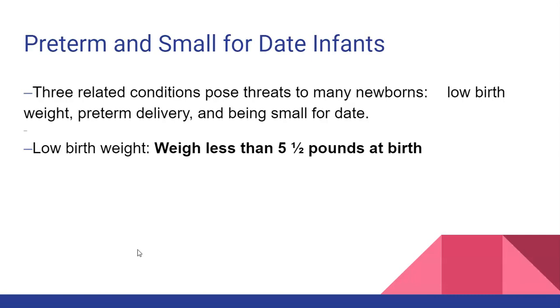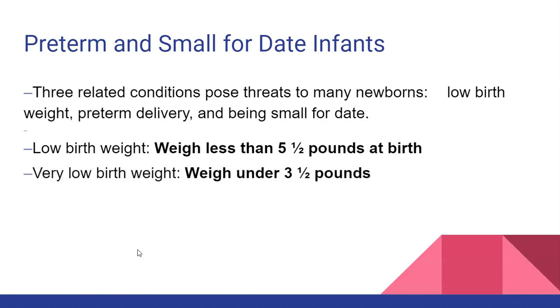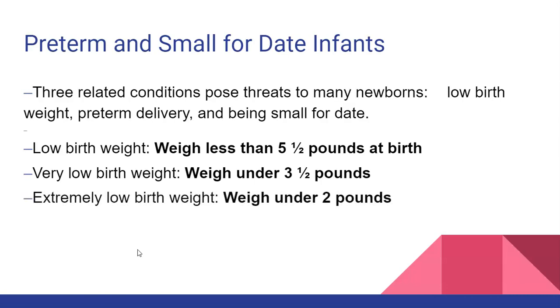The first one we're going to talk about is low birth weight. Anytime that a child weighs less than 5.5 pounds, no matter when they were born, that is considered a low birth weight. A very low birth weight means that the child weighed under 3.5 pounds. Again, you want to have at least more than 5.5 pounds. But if you are extremely low birth weight, that means you weigh under 2 pounds. That means you are going to have some health issues initially.